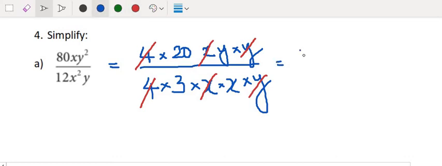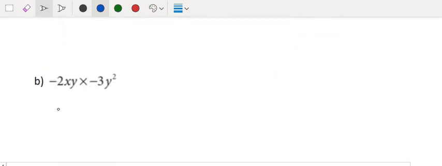So we have the number 20 by 3, and in the numerator we have y, and in the denominator we have 3x. So that is the final answer in the simplified form. Move to the next question.